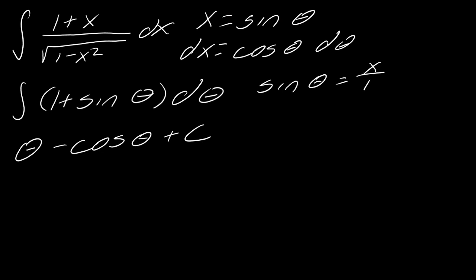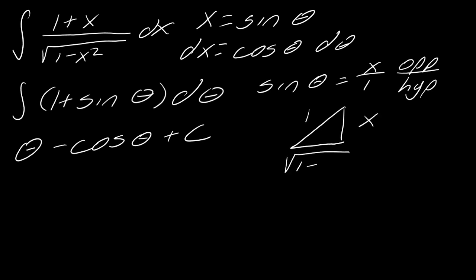So if you remember your good old SOHCAHTOA, sine is opposite over hypotenuse. So I'm going to draw my little triangle here. Here's my opposite, here's my hypotenuse, and then here's going to be the other side. You could just figure that out using the Pythagorean theorem. Okay, so to solve for theta, I just take the inverse sine. So this will be inverse sine of x.